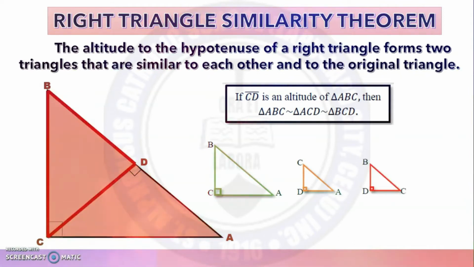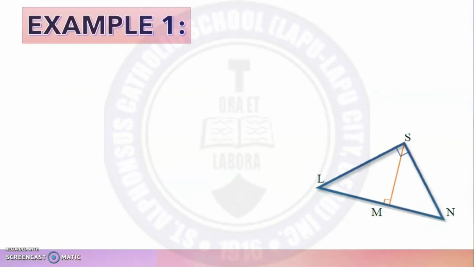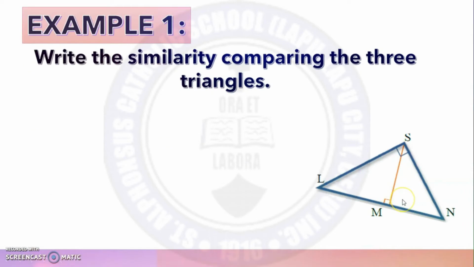Most likely, class, you can see three triangles in this figure. Again, triangle ABC, the original triangle, and the two triangles, CDA and right triangle BCD. Now, let's try an example. Given right triangle LSN with altitude SM, write the similarity comparing the three triangles in the figure.